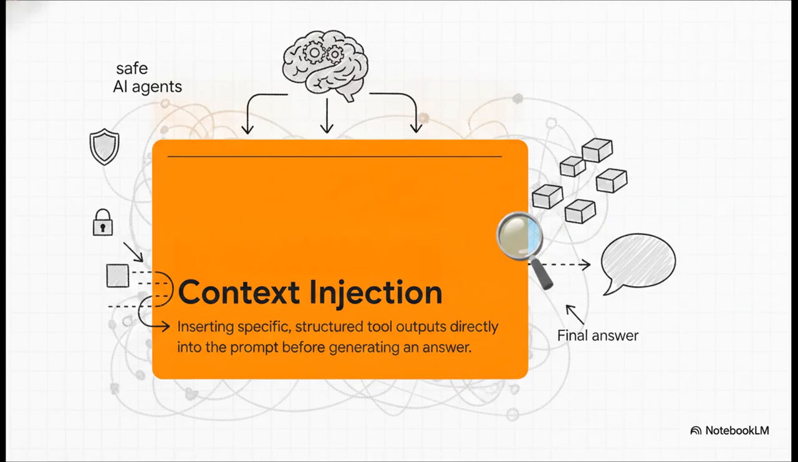Actually, let's pause on that critical last step for a second. Context injection. This is the process of inserting specific, structured tool outputs directly into the LLM's prompt before it generates a final answer. This is vital. It guarantees the LLM has exactly the data it needs, no more, no less. Right at the very second it formulates its final response to the user, it completely eliminates all the background noise.